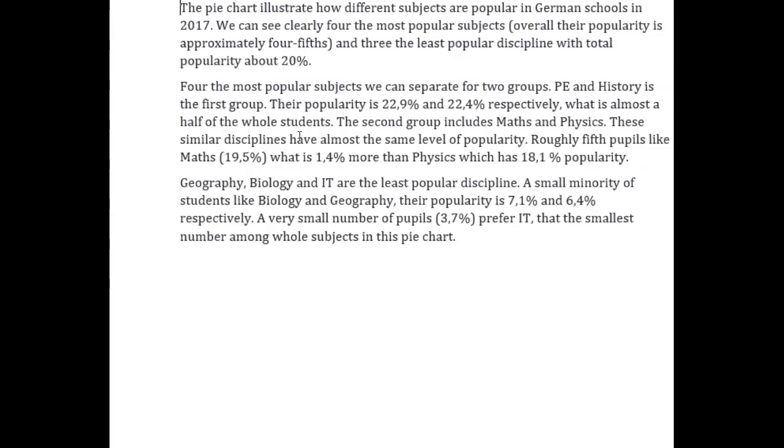Geography, biology, and IT are the least popular disciplines, plural. A small minority of students like biology and geography. Their popularity is 7.1 and 6.4 respectively. A very small number. Don't talk about numbers because we're not talking about numbers here at all. This could be millions of students. Talk about percentages. If you don't want to use the word percentage, you could say proportion or figure. Okay, so a very small proportion of pupils prefer IT. I would have preferred an and here. And that is the smallest figure among all the subjects in this pie chart.